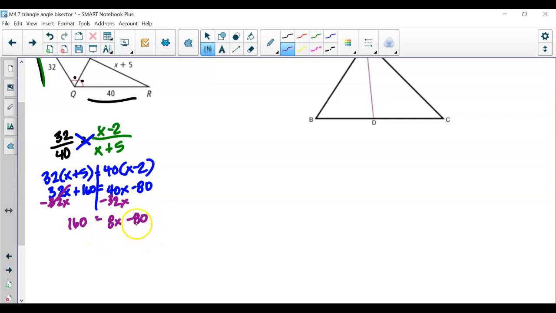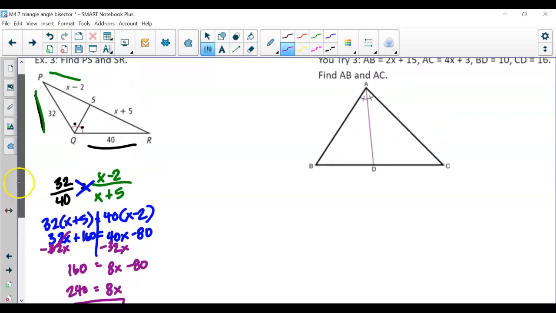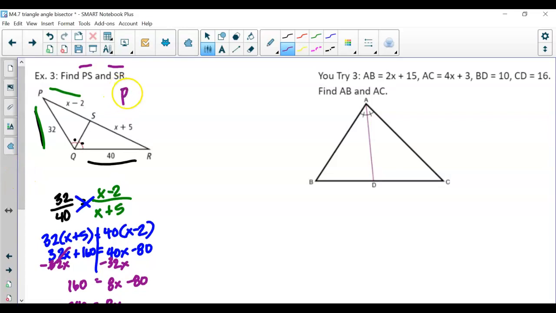Now we're just solving our two-step. Add the 80, you get 240 is equal to 8x. Divide by 8, and x is equal to 30. Now, is this our final answer, though? No, right? Because remember, we're solving for PS.